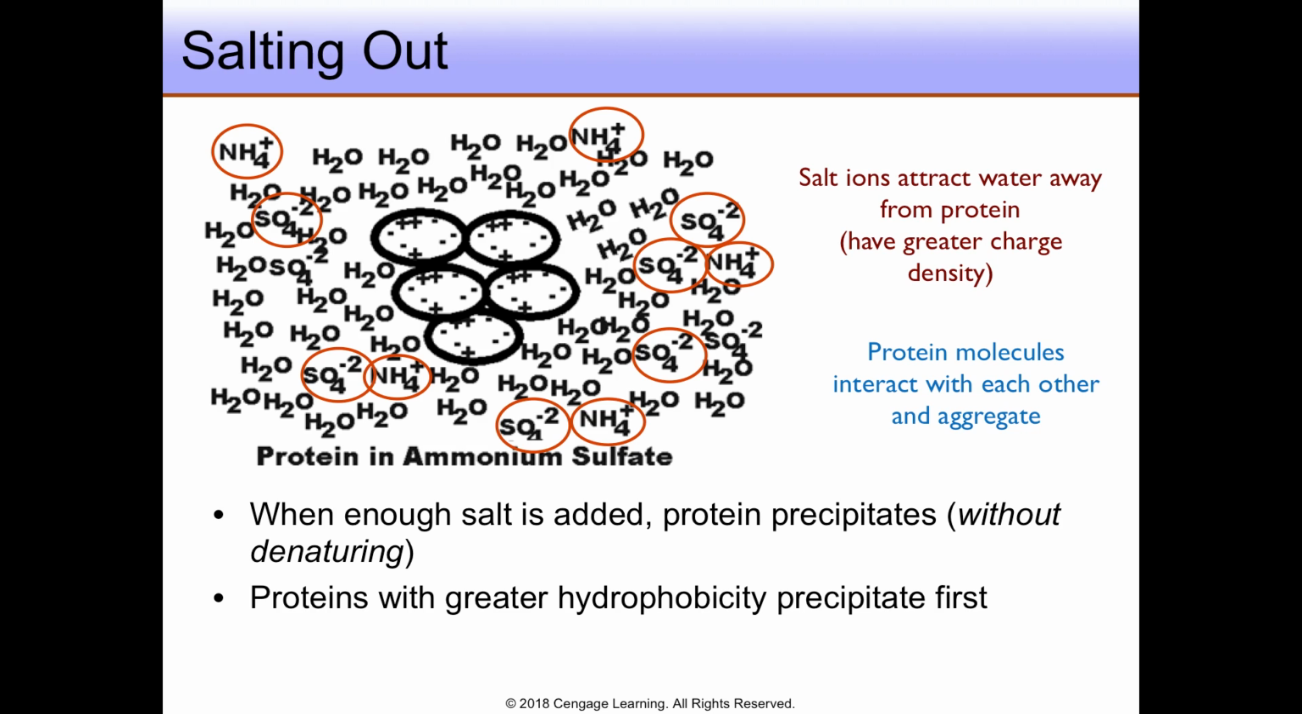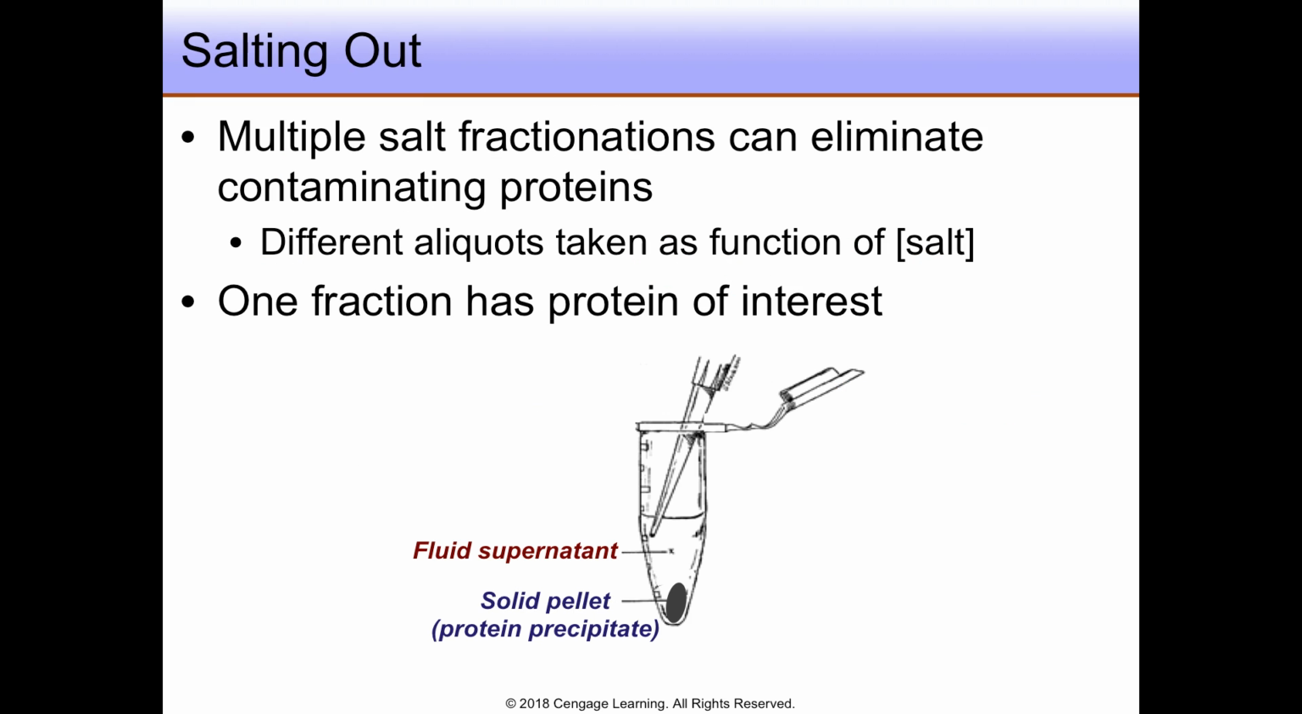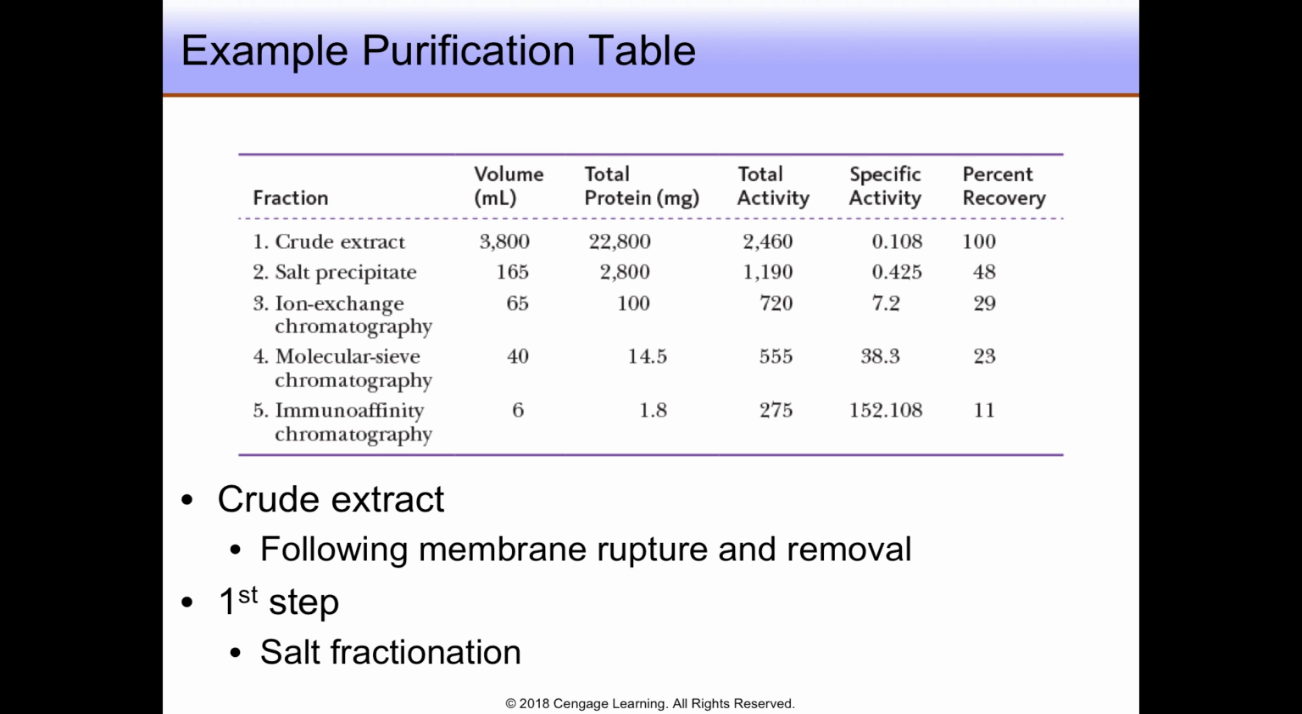Those proteins that have a greater overall hydrophobicity are the least soluble and therefore precipitate first. The goal is to perform multiple salt fractionations, typically with increasing salt concentrations, in order to eliminate contaminating proteins. Following each application of salt, the sample is centrifuged at high speed to pellet the precipitate into the bottom of a tube. The fluid supernatant represents those proteins that are still soluble.